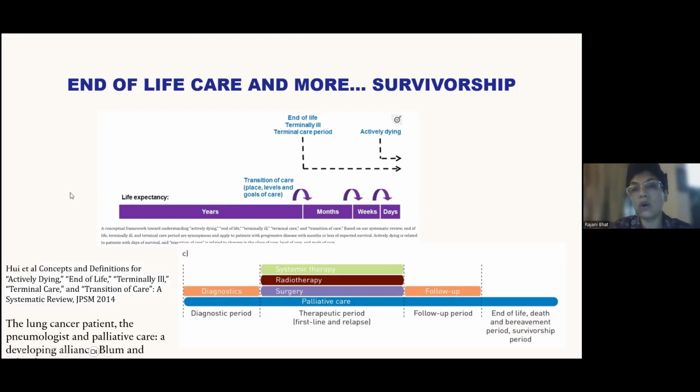Today, we will focus on this end-of-life, terminally ill, terminal care period, which happens when life expectancy of years now comes down to months, weeks, and days. So this is the transition phase that we are going to be working on today.